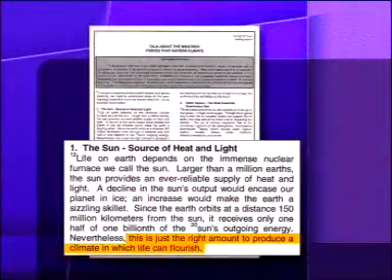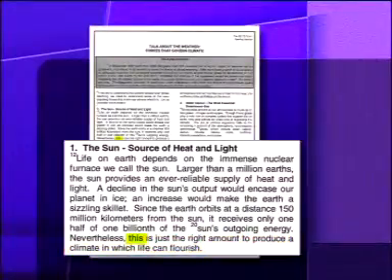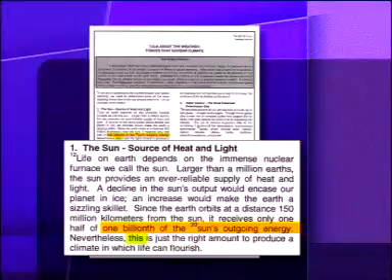There's the statement, "This is just the right amount to produce a climate in which life can flourish." This refers to 1/1000th of the sun's outgoing energy.